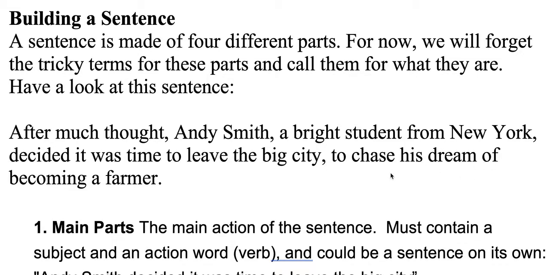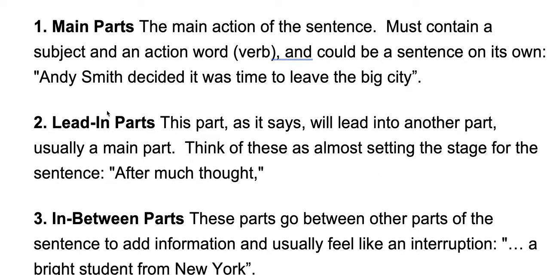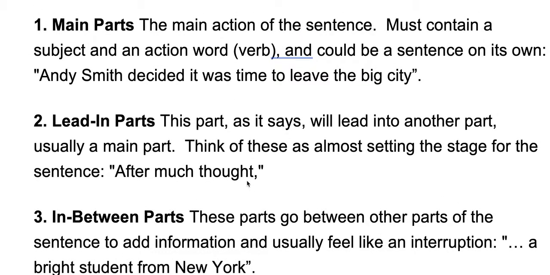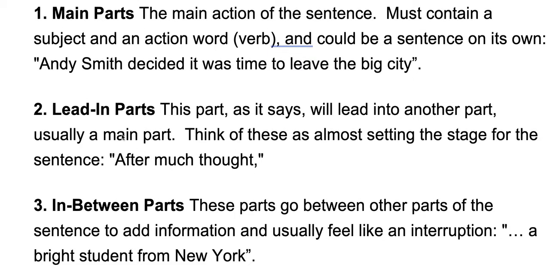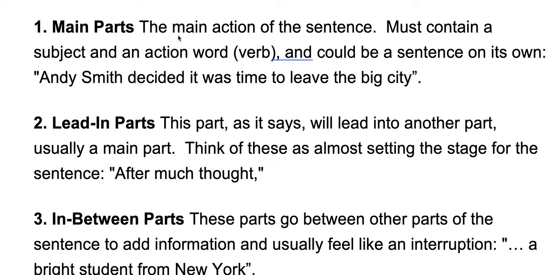So what they say is that there are actually 4 parts in that sentence. There's main parts, lead-in parts, in-between parts, and add-on parts. You may have heard teachers use tricky terms for those, things like independent clauses, subordinate clauses. For now, I just want you to think of main parts, lead-in parts, in-between parts, and add-on parts. The main part is the main action of the sentence. It must contain a subject, which is a noun, and a verb, which is an action word. And it could be a sentence on its own.